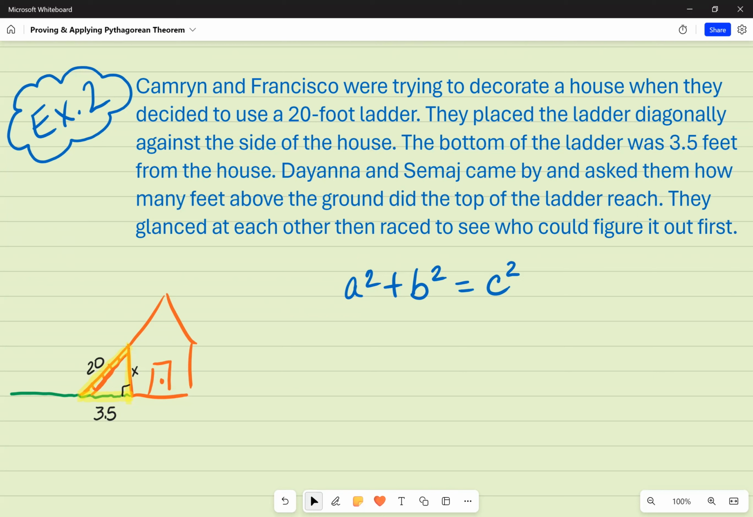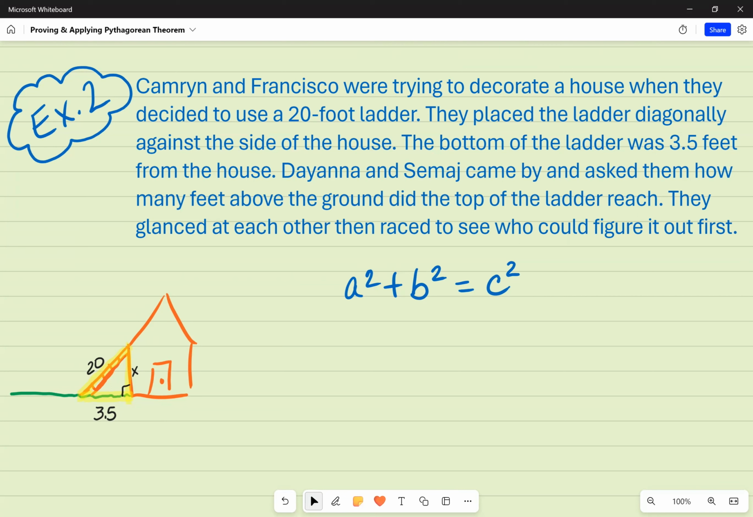Example 2. Cameron and Francisco were trying to decorate a house when they decided to use a 20-foot ladder. They placed the ladder diagonally against the side of the house. The bottom of the ladder was 3.5 feet from the house. Diana and Samaj came by and asked them how many feet above the ground the top of the ladder reached. They glanced at each other and then raced to see who could figure it out first.